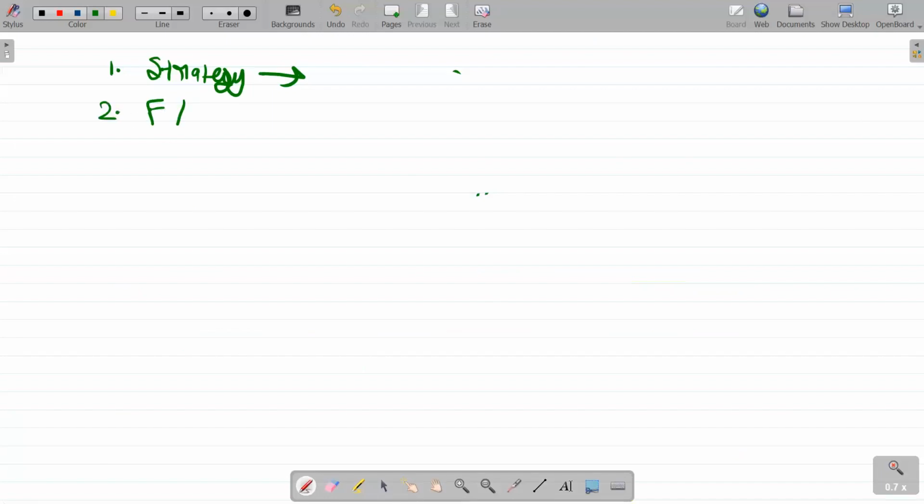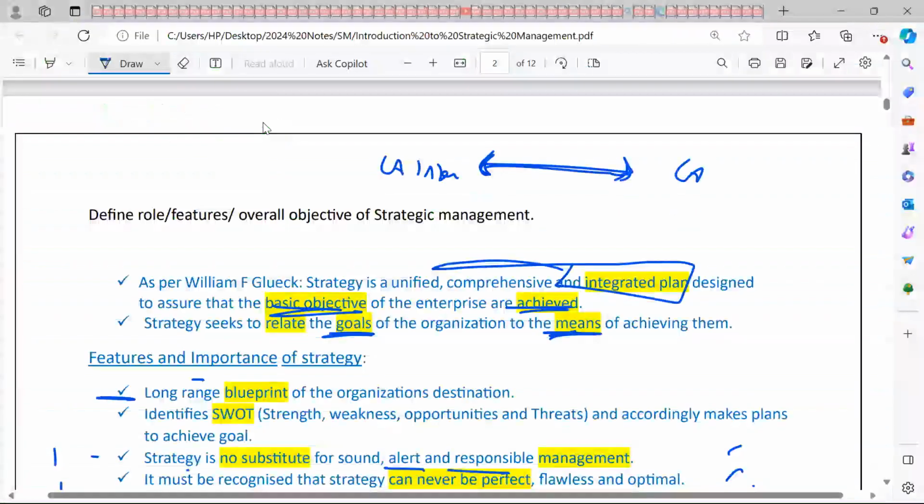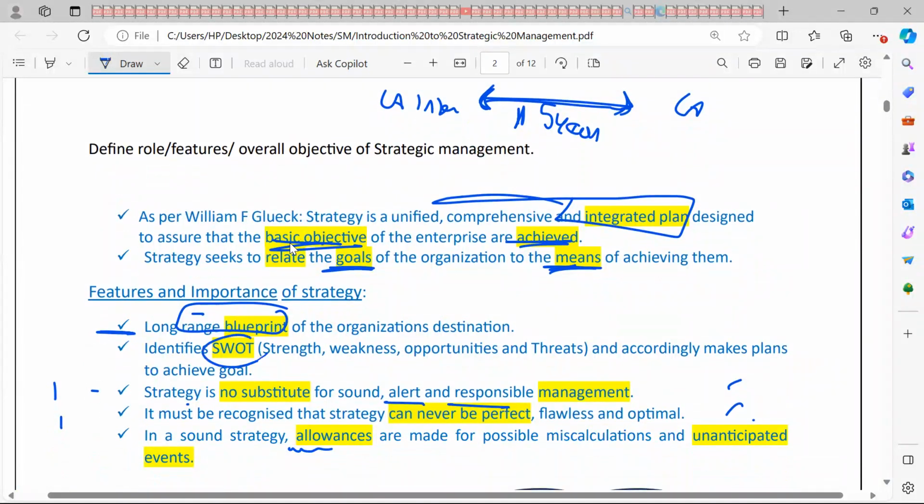Second thing, we have seen features of strategy. What all features of strategy we have seen? Features of strategy we have seen that you have to plan everything in advance for 5 years, guys. Your article shipment, everything. So what are these 5 years? These 5 years were the long range blueprint of the organization. Once you have made your long range blueprint, you have done SWOT analysis that I am good in this subject, I am not good in this subject, and accordingly you have made a strategy.